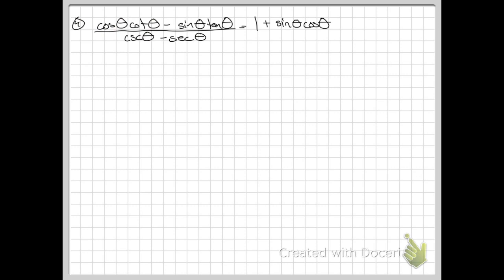Okay, looking at number 4 and remembering what I said, what do you think we're going to do to this one? So I see 1, 2, 3, 4, 5, 6 different trig functions in this one problem. I don't like that. Everything to sines and cosines. Cotangent, I know it's 1 over tangent, but we want sines and cosines. That's cosine over sine.